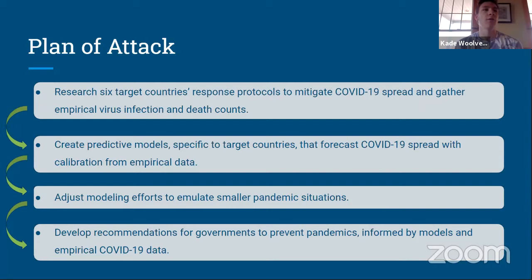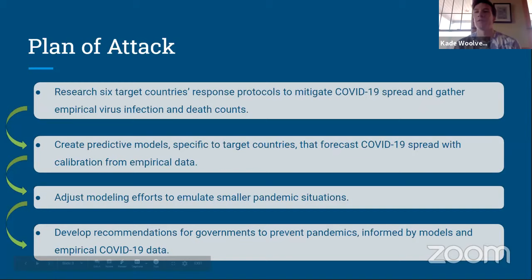We later switched to adjusting our efforts to emulate smaller pandemic situations as more of a learning tool for people to understand how to combat pandemics. And lastly, we used the information from our models, as well as the successes we saw in certain countries, to develop a set of recommendations for governments to follow in efforts to prevent pandemics. And those recommendations will be shared at the end of the presentation.